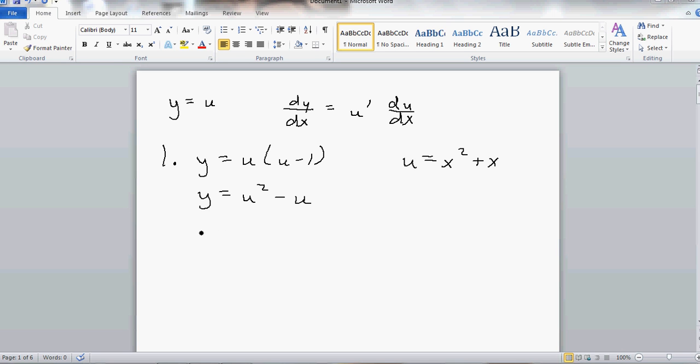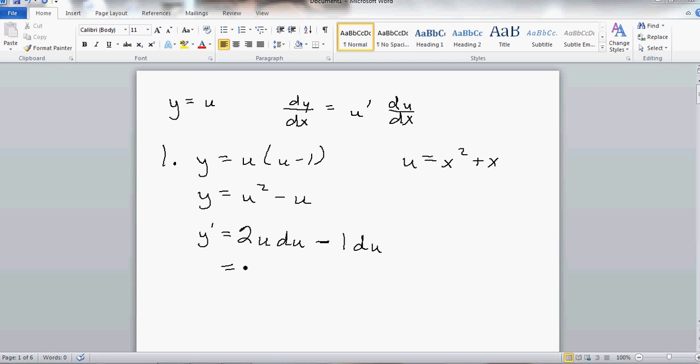Now, when we try to take the derivative of this, what we really want to know is the derivative with respect to x. So the first thing we have to do is take the derivative of each one of these. The derivative of u squared is 2u. But then we always have to multiply by the derivative of u with respect to x. Minus the derivative of u is 1, but then we need to take times the derivative of u with respect to x.